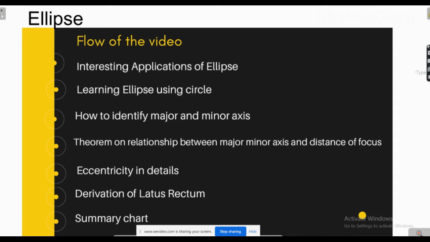And we're going to see different graphs. I have like 5 to 6 graphs to show you how ellipse changes. Then we're going to look at a theorem on relationship between all the parts of ellipse. Then we're going to look at eccentricity in details. We're going to derive latus rectum. And at the end, do not miss this part, which is the summary chart. Okay. Now let's look at the applications first and we'll understand why we need ellipse in life.